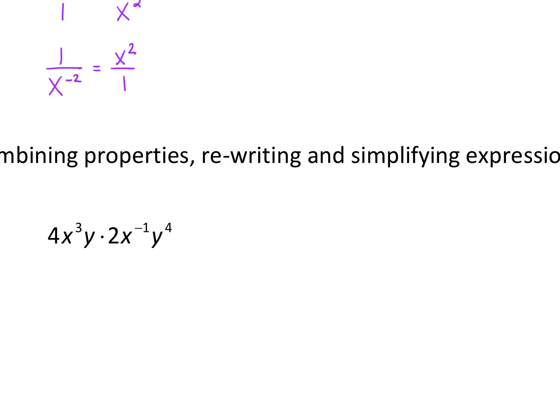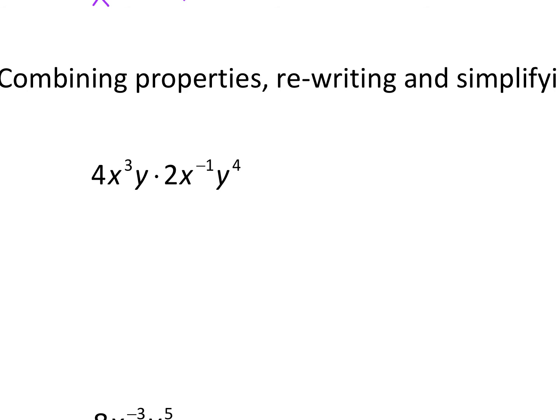All right, let's combine some rules now. So I have multiplication. So I'm going to multiply my big numbers. So my big numbers, I'm still just going to multiply. So I'm going to do 4 times 2 is 8. Then I'm going to look for my things with the same base. So I have x to the third and x to the negative 1. So I'm going to do 3 plus negative 1, and I'm going to get 2. So I'm going to have x to the second. Then I have y and y to the 4th. Keeping in mind a y is y to the 1, so I'm going to have 1 plus 4, which gives me 5. So I'm going to have y to the 5th.